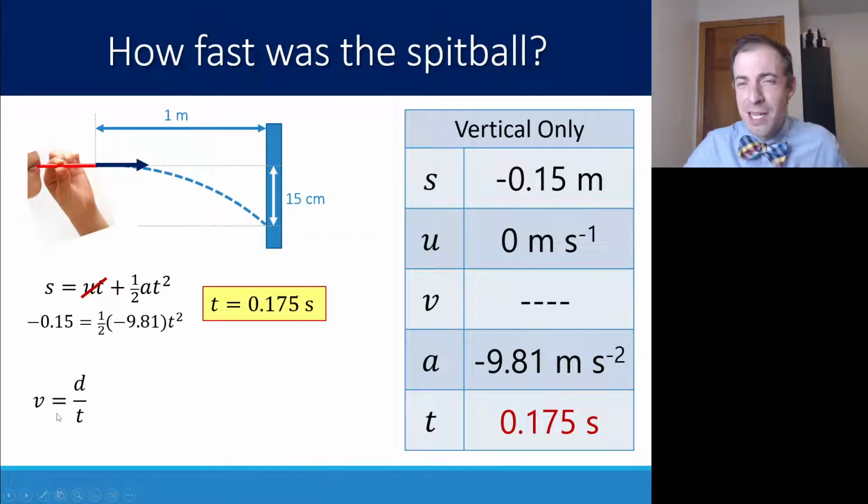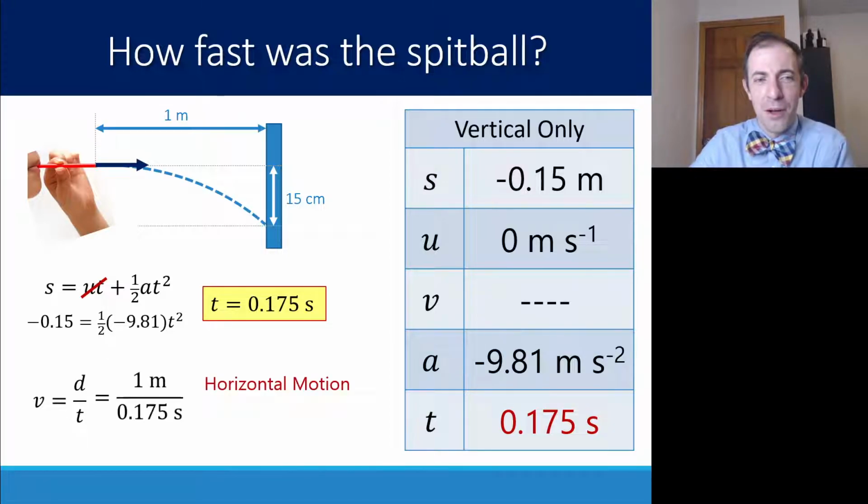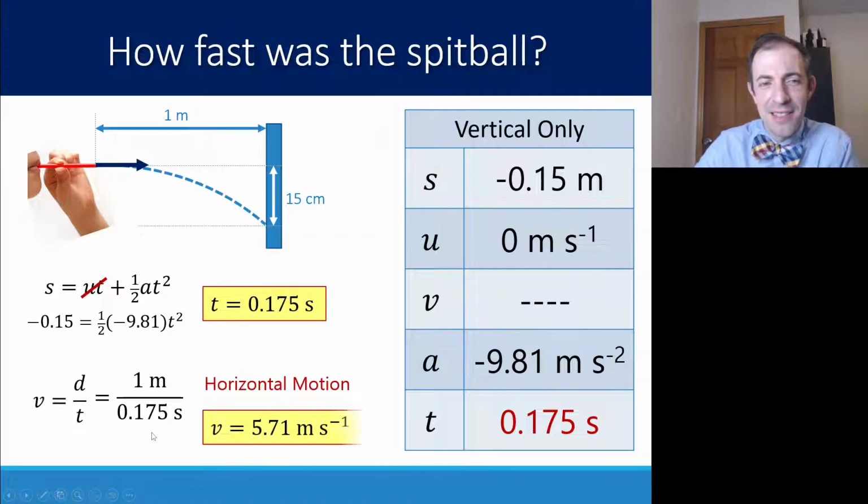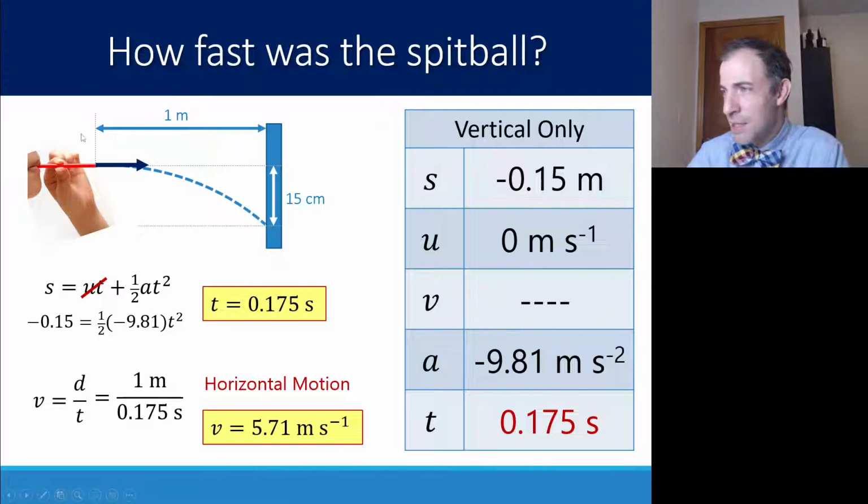Horizontally, there is no acceleration. I do not use suvat. So horizontal motion, 1 meter over 0.175 seconds will give us 5.71 meters per second. So again, I looked at this problem purely in the vertical direction and pretended that it was just a free fall drop problem. Use that to find the time. Use the time to find the horizontal motion using just the simple velocity equation.